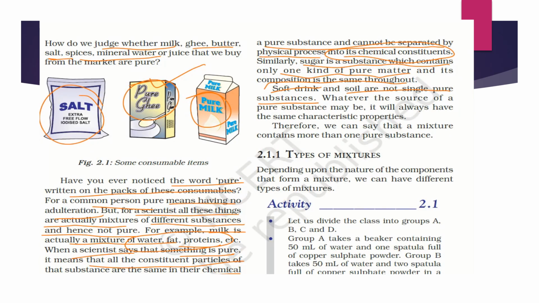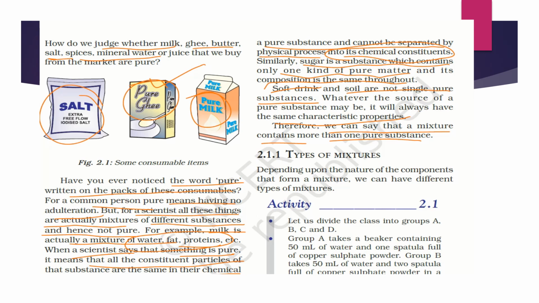They will not differ in their characteristics or properties. The same characteristic properties will help them to identify the substance's purity. Whether the substance is pure or not will depend on their properties. The properties will be the same. Clear? Now, therefore, we can say that a mixture contains more than one pure substance.